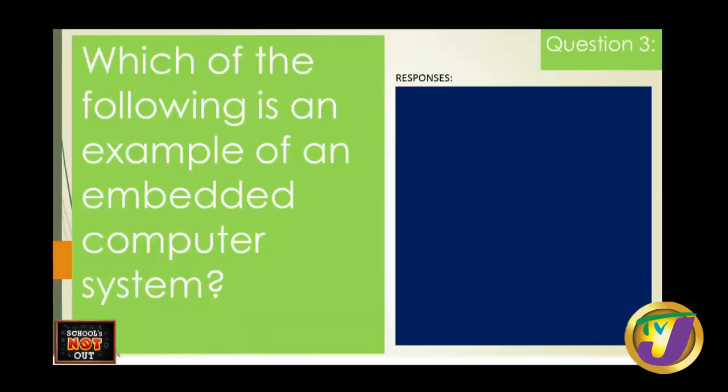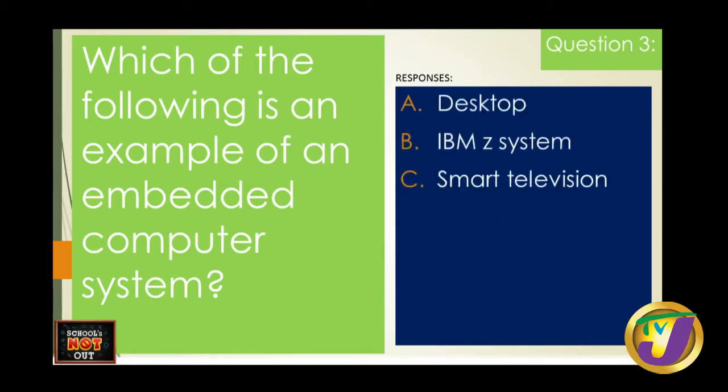All right. Question 3. Which of the following is an example of an embedded computer system? Is it desktop, IBM Z system, smart television, or laptop? Now, 2 of these you can immediately eliminate. A desktop and a laptop could never be embedded. Why? Because the operating system is loaded onto the hard drive and is read from the hard drive and placed into memory. The only one there that really speaks to being embedded is the smart television.